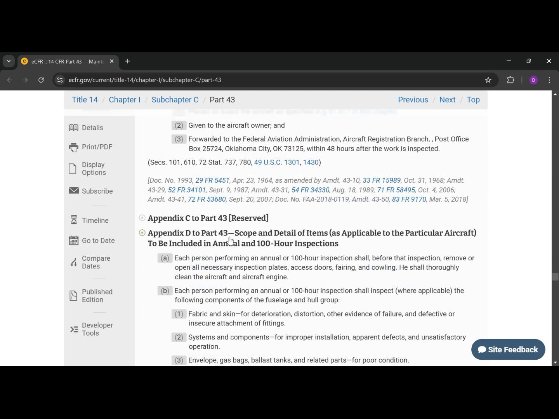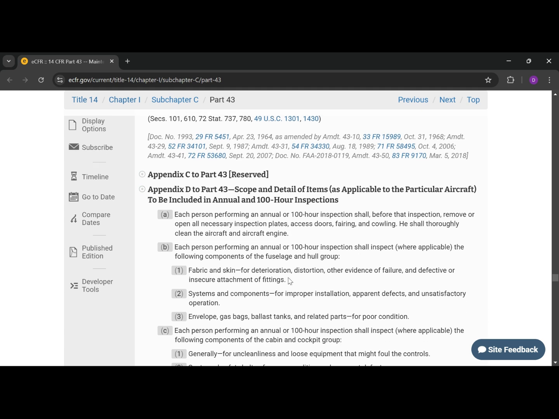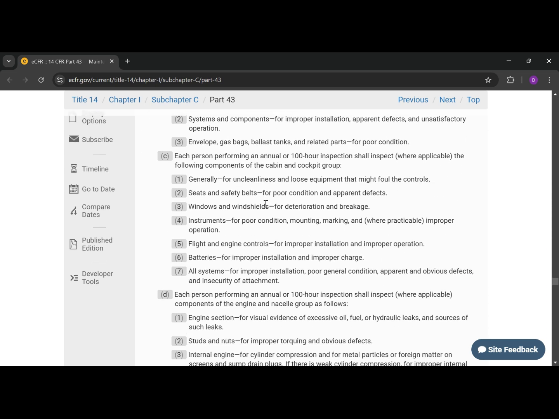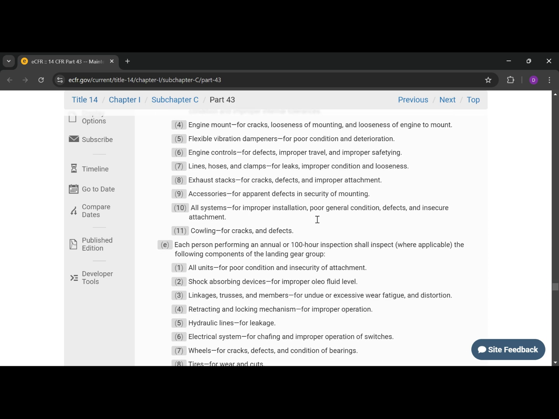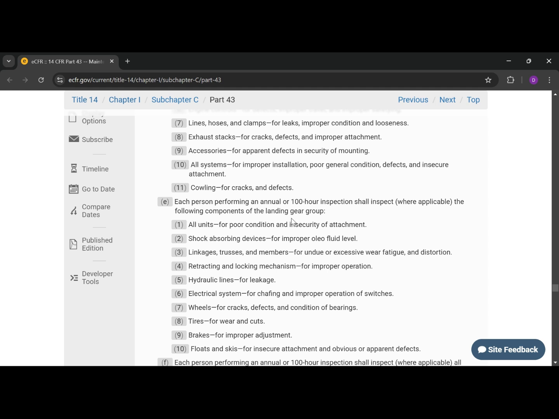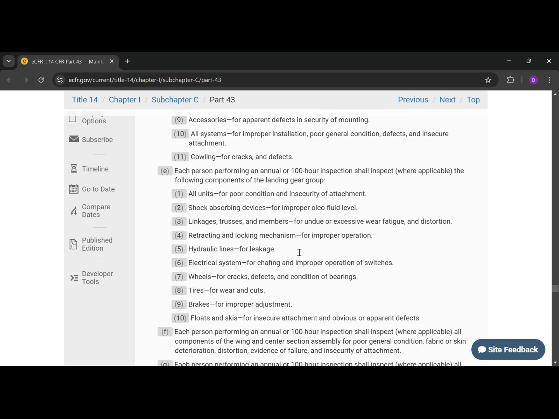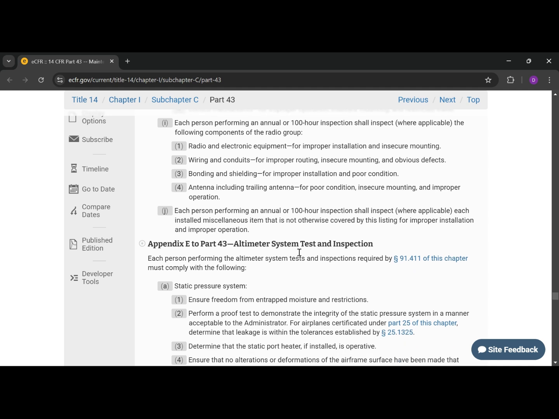Next, we have Appendix D to Part 43, Scope and Detail of Items as applicable to the particular aircraft, to be included in annual and 100-hour inspections. So I won't go in depth into this, but if you ever wondered what happens and what they're looking for during an annual and 100-hour inspection, this is what they're looking for. For example, seats and safety belts for poor condition and apparent defects. For the landing gear group, shock absorbing devices for improper oleo fluid level. Just stuff like that. They're looking at everything.